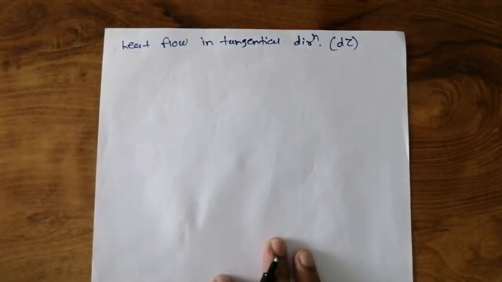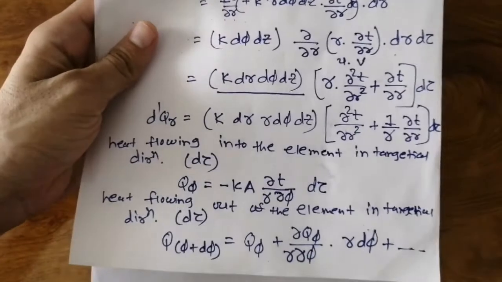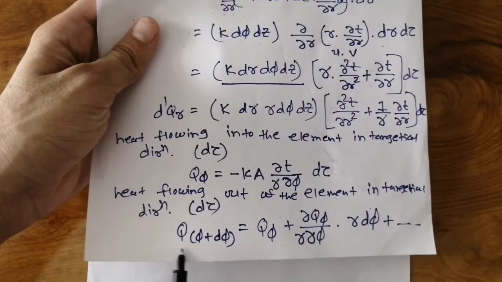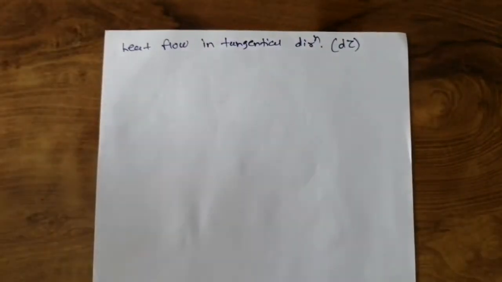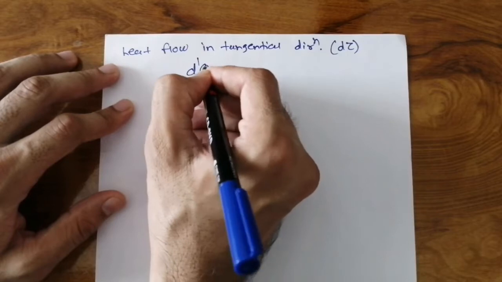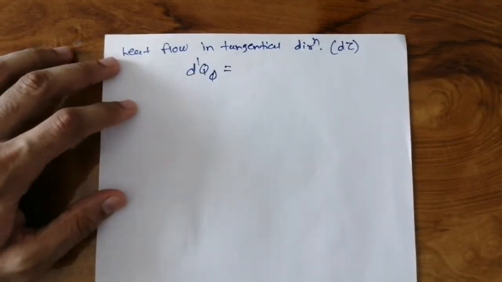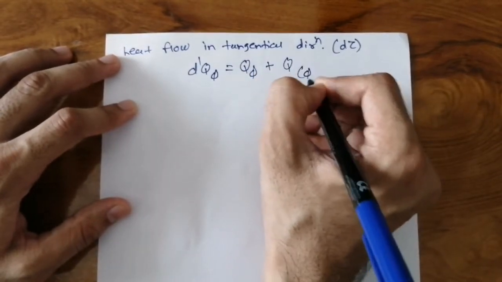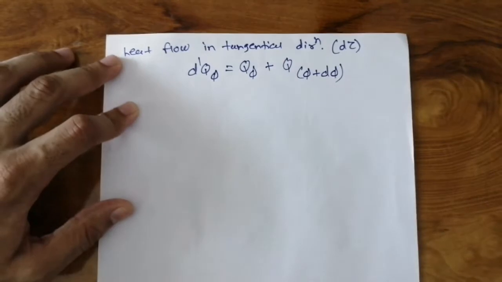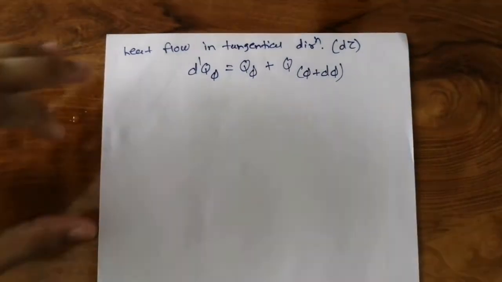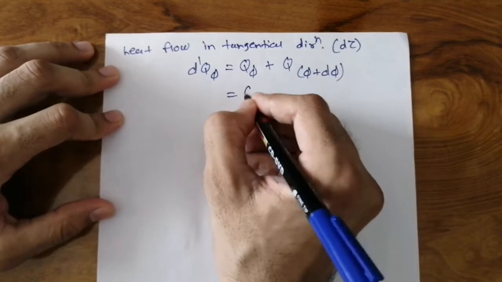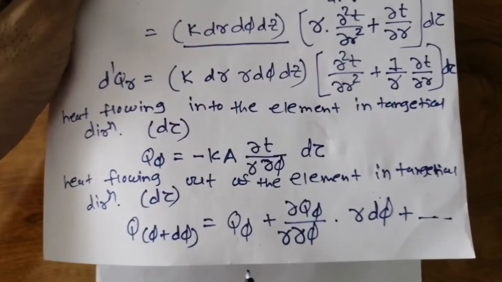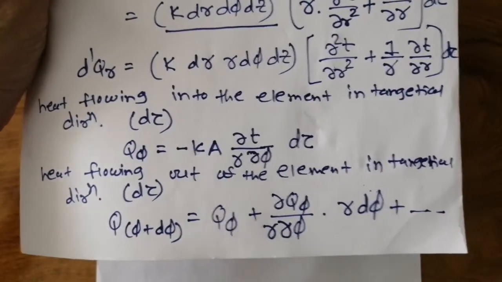So how will we consider it? Energy in minus energy out will be considered. That is our energy in, and that is our energy out. So Q5 minus Q5 plus d5. So we write del Q5 is equal to Q5 minus Q5 plus d5, where Q5 plus d5 is equal to Q5 as it is plus, according to the Taylor expansion, which I already told you about. Okay, so we write this equation here.